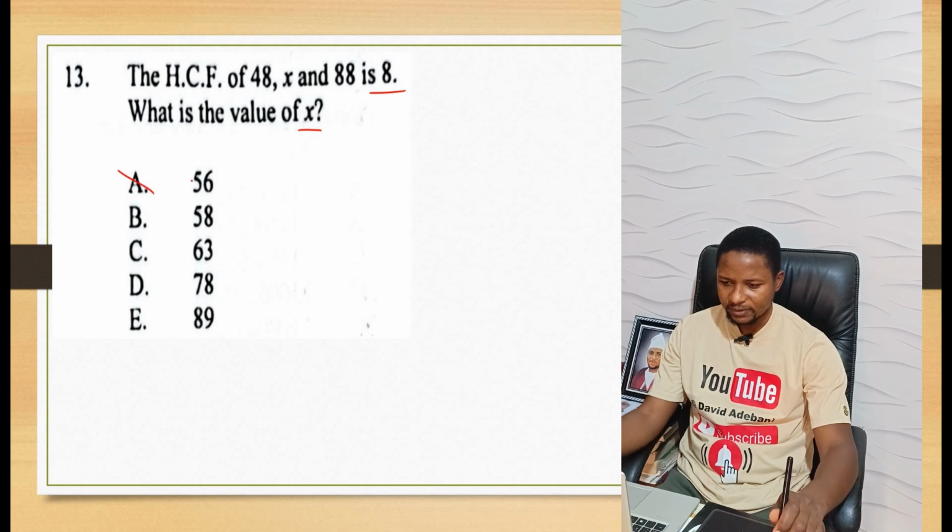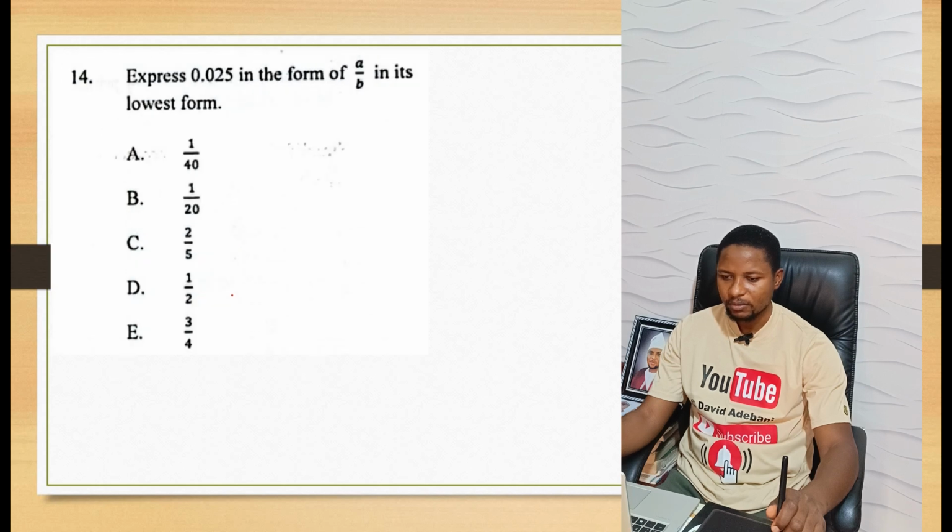Because 56 is divisible by 8. And if you look at the rest, they are not divisible by 8, so you can cancel them out. Not divisible by 8. Am I communicating? I guess so. Let's keep going. Don't forget, we pick A because it's divisible by 8, while the rest are not divisible by 8. Number 14.